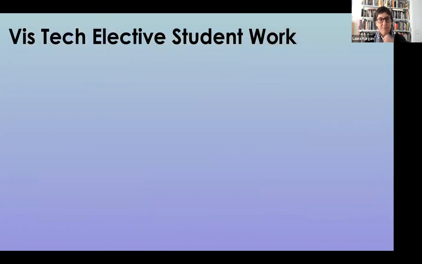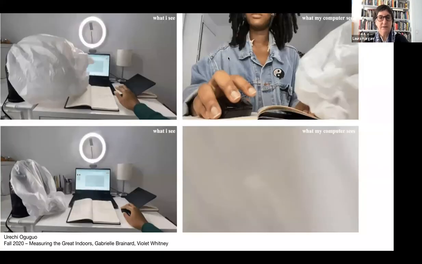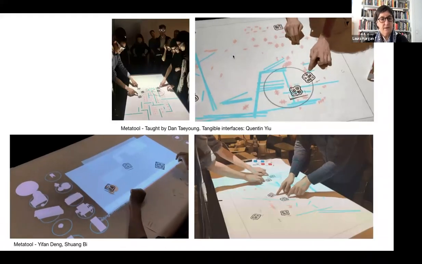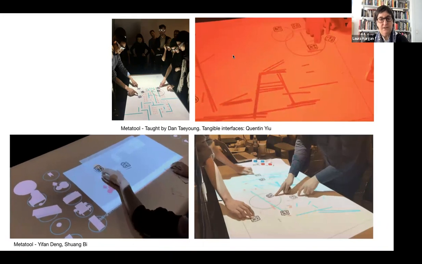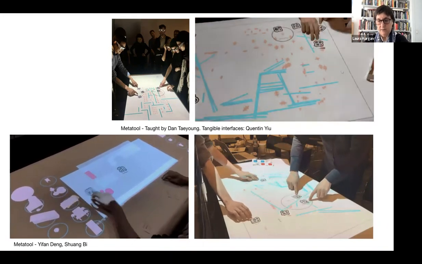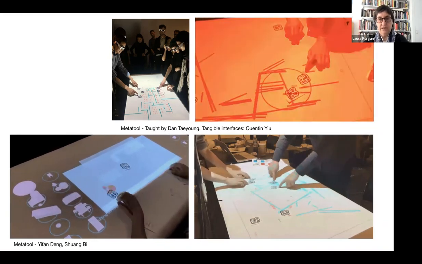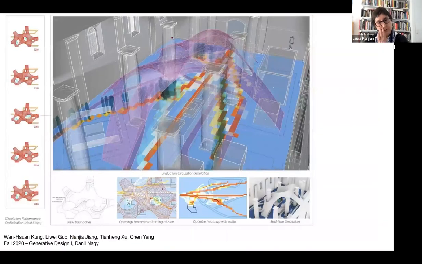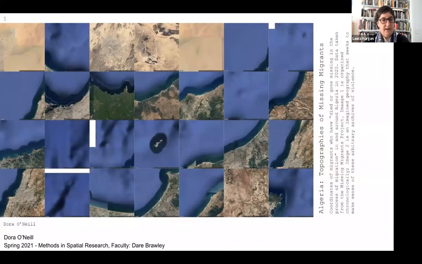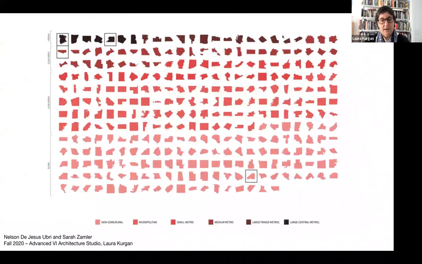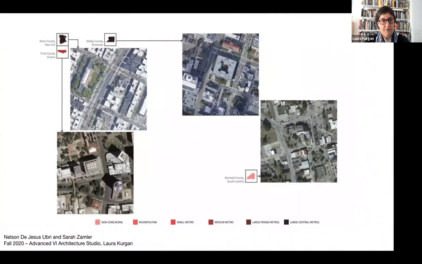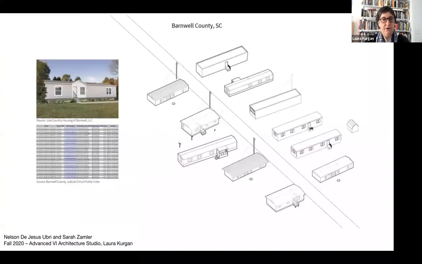And then just to end the presentation, here are some work samples from the VizTech elective sequence. This is from Measuring the Great Indoors by Violet Whitney. This is MetaTool, as I was telling you, the physical computation, and Dan is very interested in this kind of physical digital interface. This is from Generative Design by Daniel Nagy. And this is Methods in Spatial Research, which is taught by Dare Brawley, and this year will be taught by Adam Vosberg.